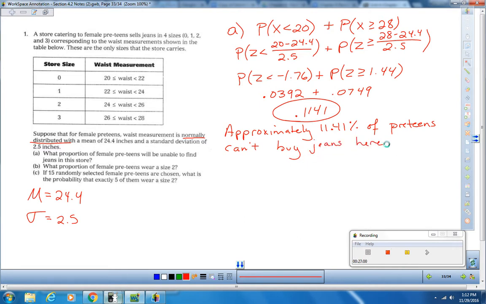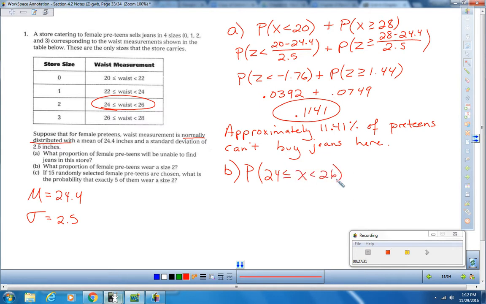And I guess I should say female preteens, but I've already typed it in, so I don't want to do it again. Or I've already written it in. What proportion of female preteens wear size 2? For part B, what proportion of female preteens wear size 2? Well, that's going to be everybody that has a waist between these two sizes. So that's a probability that 24 is less than or equal to x, which is less than 26.